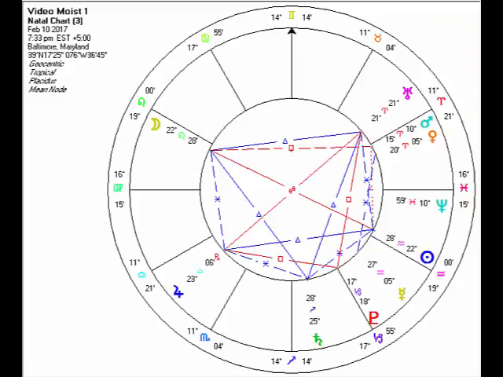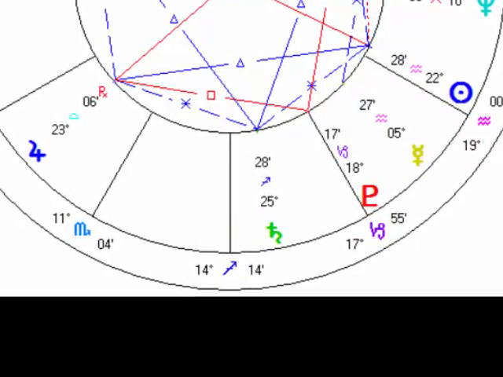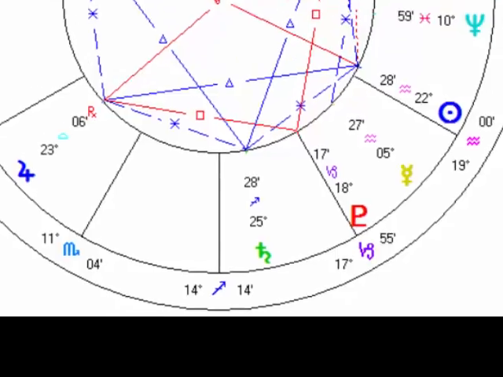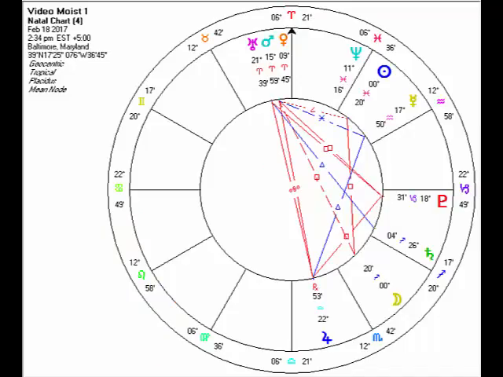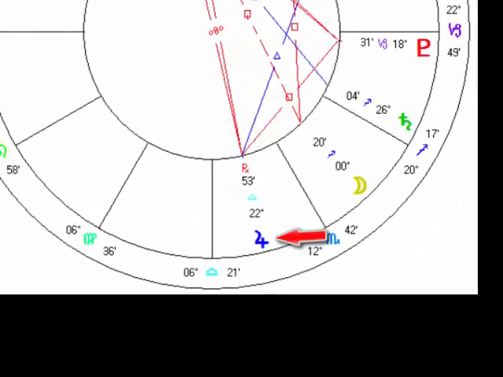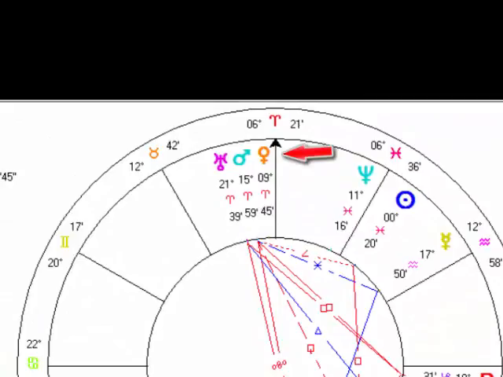In our first moisture chart, which is good from February the 10th to about the 17th, we have Saturn in the 4th house. Saturn is wet. And then we have Venus and Mars in the 7th house. Venus is wet, Mars is dry. In our second moisture chart, which kicks in about February the 18th, we have Jupiter in the 4th house. Jupiter is dry. And we have Venus, Mars, and Uranus in the 10th house. Venus is wet, Mars and Uranus are dry.